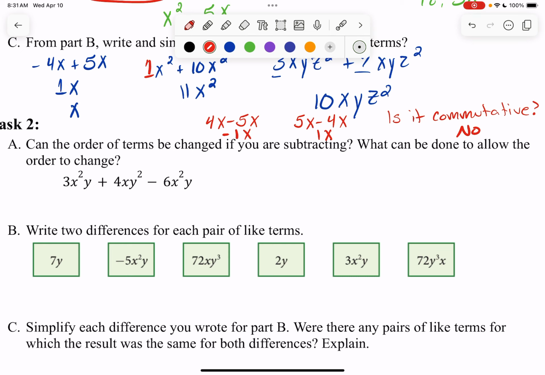So to be able to change the order, I need to change my subtractions to addition. And I've been stressing this all year, and it is such an important skill. Whenever you see a subtraction, think of it as add the opposite. So what can be done to allow that order to change? Rewrite it as adding the opposite.